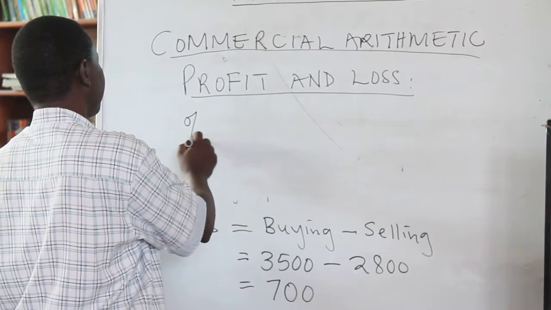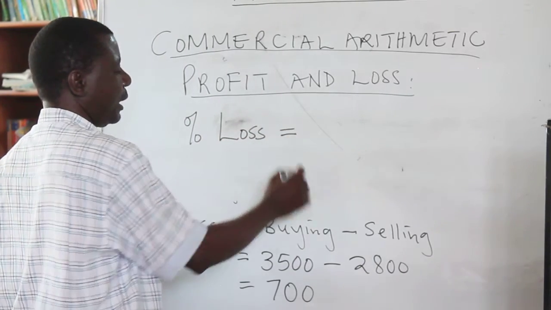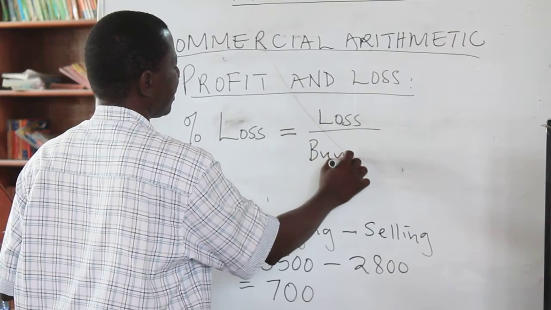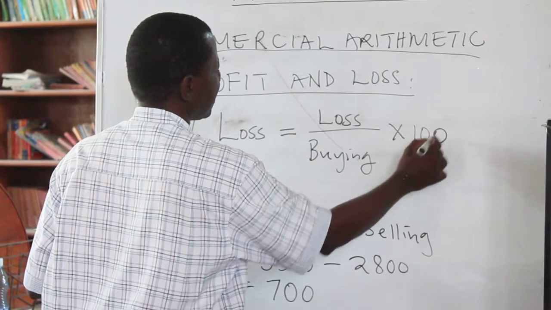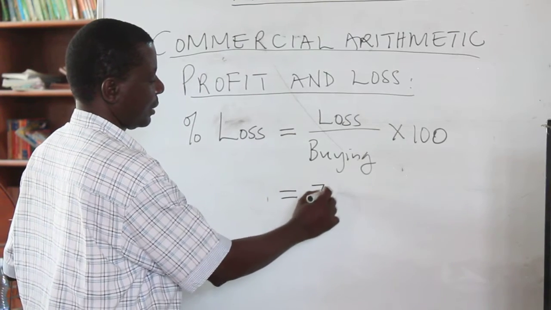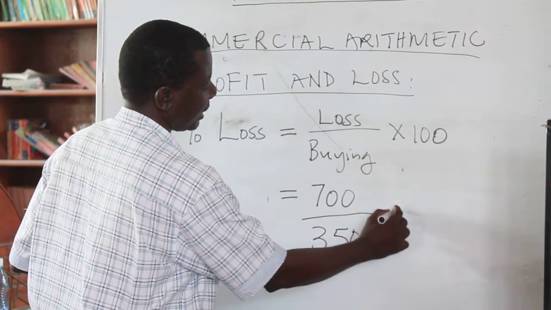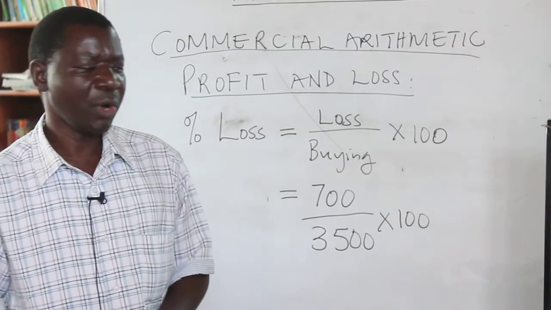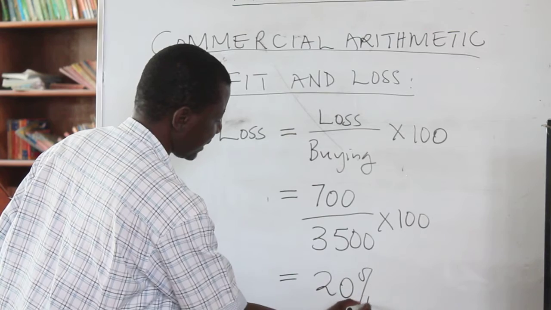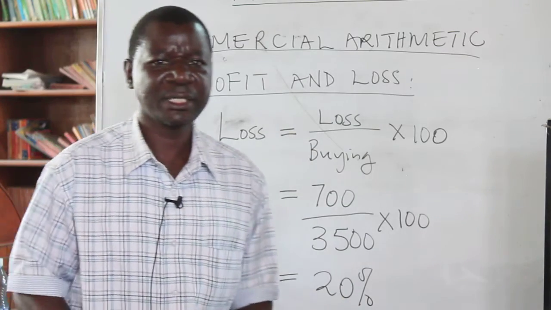The percentage loss will be equal to the loss divided by the buying price, multiplied by 100. The loss is 700 shillings. Then divide by the buying price, which is 3,500, multiplied by 100. So in other words, if we do that, we get the percentage loss to be 20%. That will be the percentage loss. The percentage loss is 20% in this case.